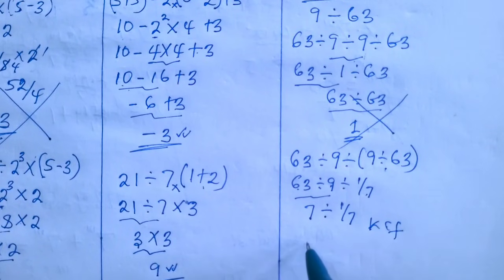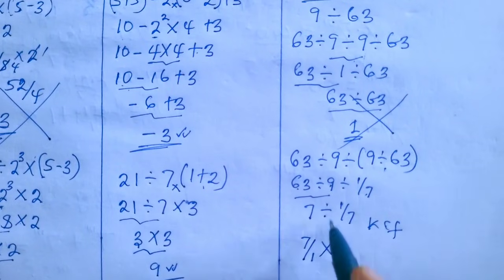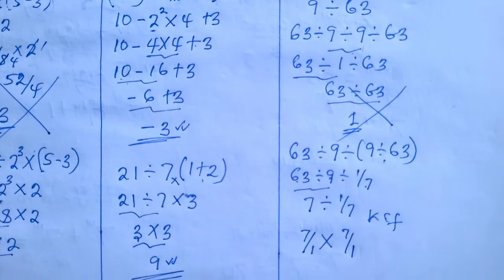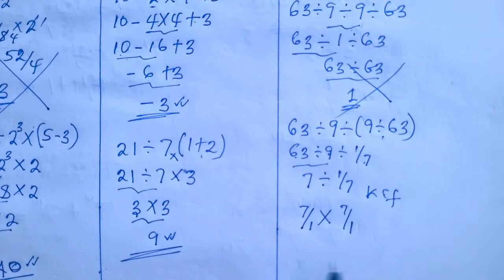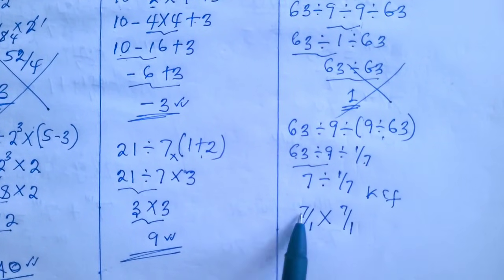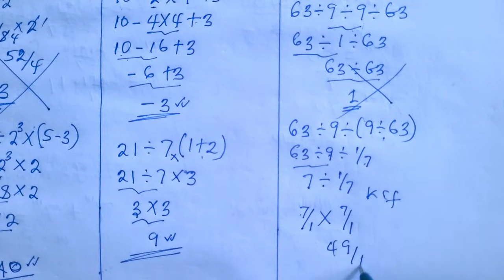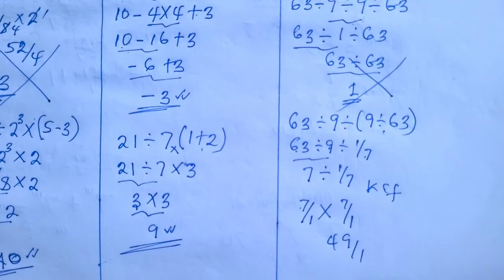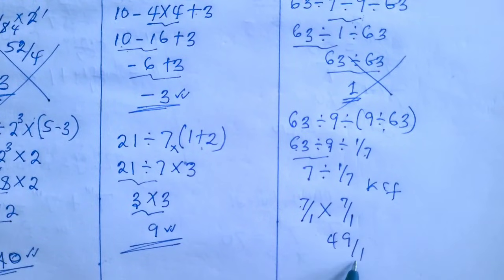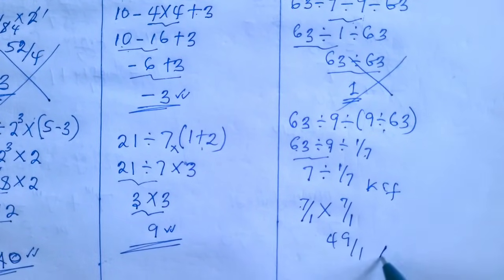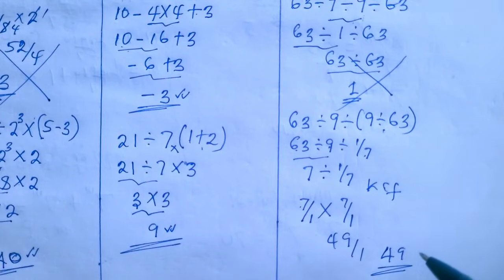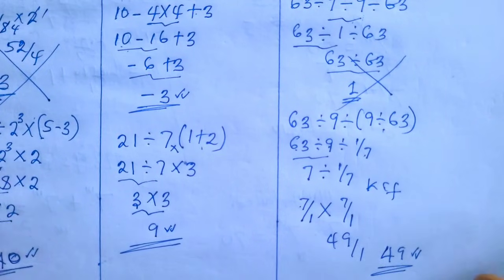Therefore, right here, note that 7 can also be written as 7 all over 1, then multiply, we change the sign, by 7 all over 1. And at this point, we are going to multiply this out. 7 multiplied by 7, that gives us 49. Then 1 multiplied by 1, that gives us 1 in the denominator. Then lastly, 49 divided by 1, that should give us 49. And this is the correct answer to this given expression right here.